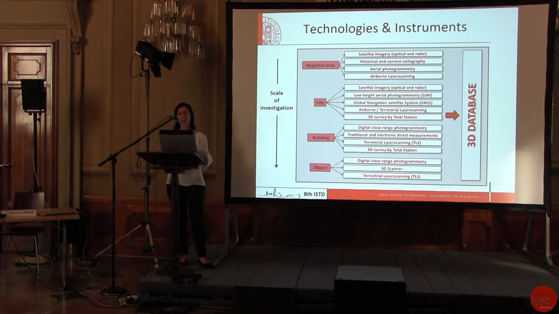So, for example, at a regional, territorial scale, we use remote sensing, cartography, aerial photogrammetry, or aerial laser scanning. At the scale of the city, we also use GPS, terrestrial laser scanning, and the traditional topographic survey by total station. At the scale of the building, we can also use traditional direct measurement, close range photogrammetry, terrestrial laser scanning, and total station. And for a single object, we can use terrestrial laser scanning, close range photogrammetry, and 3D scanner. Obviously, all the acquired data are spatially referenced.